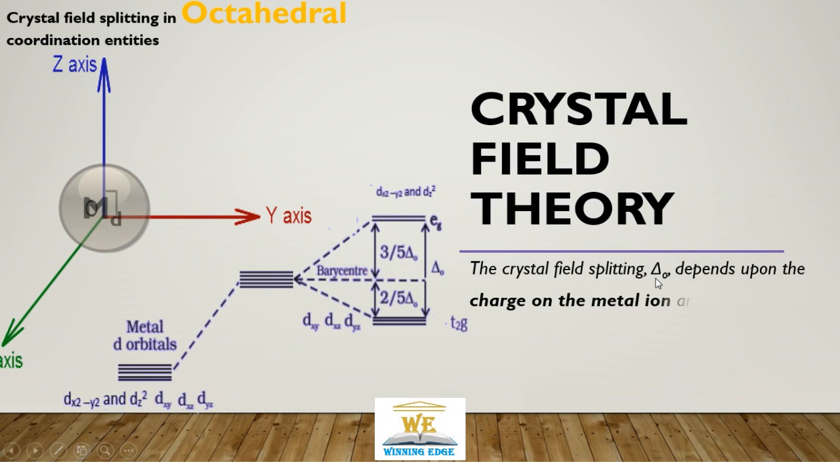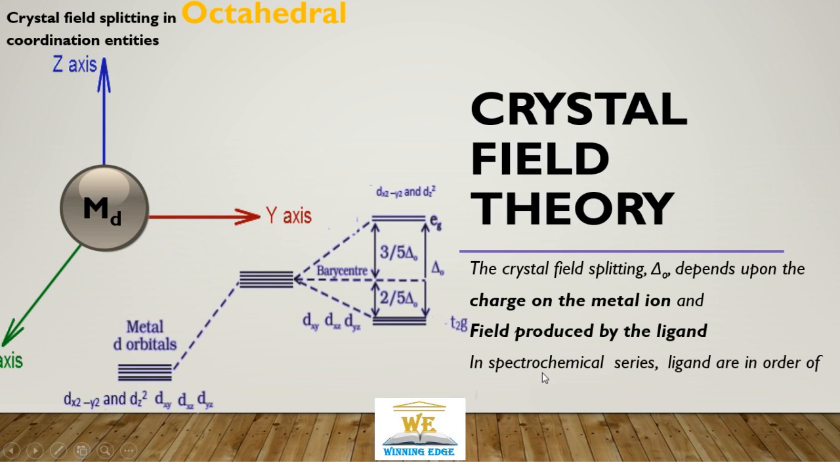The crystal field splitting depends upon the charge on the metal ion and the field produced by the ligands. In the spectrochemical series, ligands are in the order of their increasing field strength. So first you remember, this barycenter energy will happen in such a way that the T2g orbitals are 2/5 of the octahedral splitting lower than the barycenter, and the higher energy orbitals are 3/5 of the octahedral splitting higher than the barycenter.